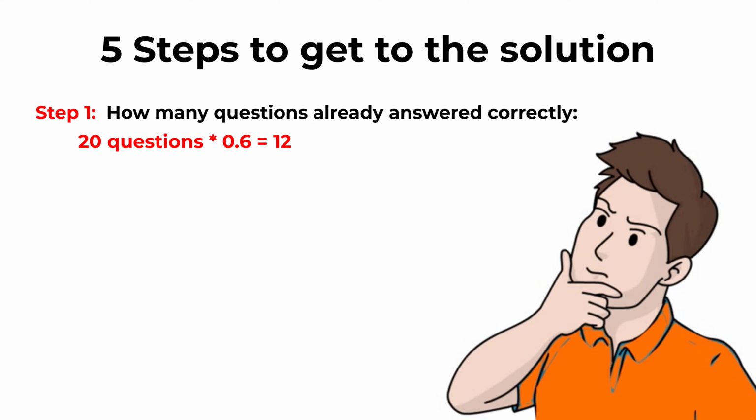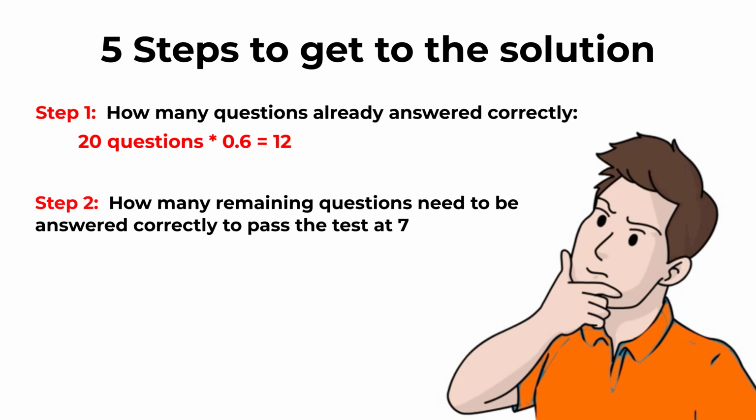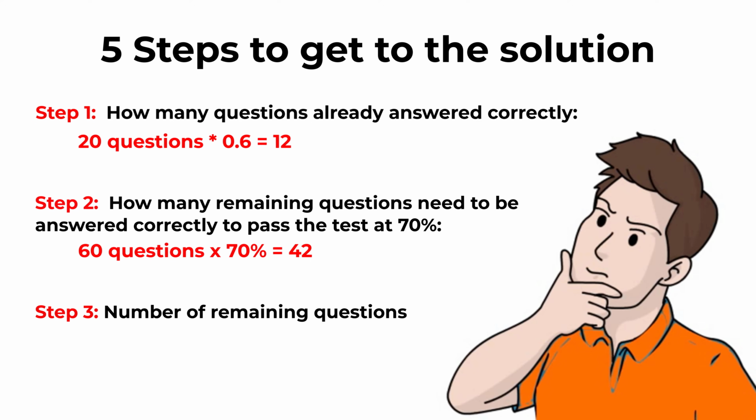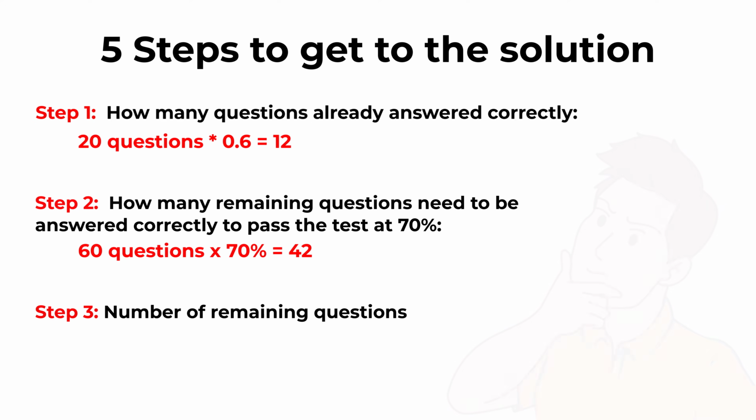In the next phase, we need to determine how many remaining questions need to be answered correctly to pass the test at a 70% rate. So if there are 60 questions total on the test and we need to pass it at a 70% rate, we will get to 42 questions that need to be answered correctly to get a passing rate of 70%. In the next phase, we need to calculate how many questions remain on the test. To do this, we need to subtract 20 from 60, and it tells us that 40 questions are still remaining.